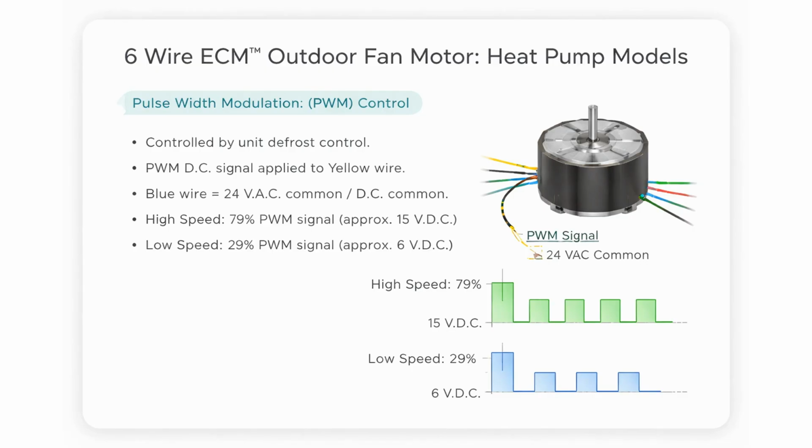A high-speed command is a 79% PWM signal, reading about 15 volts DC. A low-speed command is a 29% PWM signal, reading around 6 volts DC. We will explore how to troubleshoot these specific PWM signals in the next segment.